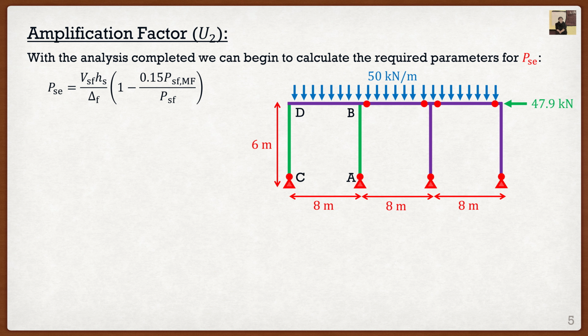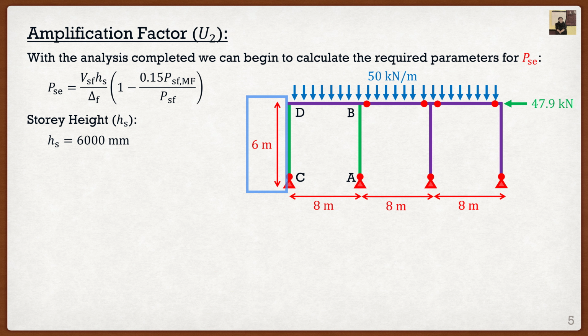Notice here too that I have column AB and CD listed as green, because they are a part of our moment resisting frame. That's going to be important a little bit later on. So let's go through some of the easy parameters. If we look at this parameter right here, this is simply just going to be the story height. If we look at our frame that we were given, we can see that it is 6 meters, so HS in this case is going to be 6,000 millimeters.